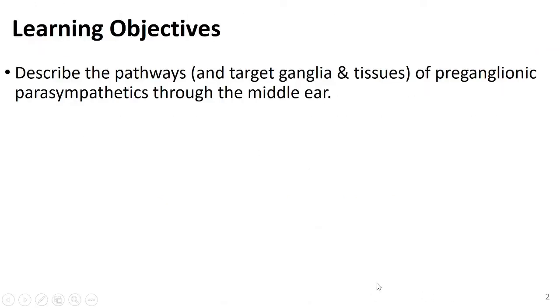So specifically, we're going to describe the pathways, the target ganglia and tissues of the preganglionic parasympathetics that course through the middle ear.